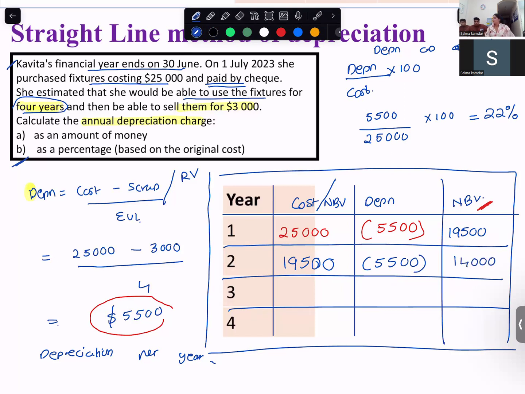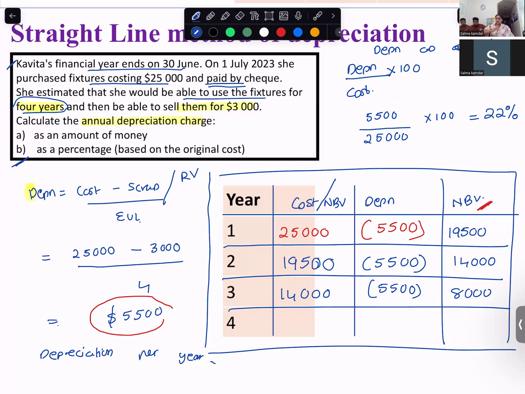Year 3, what is the value of my asset? 14,000. So I will bring 14,000 down. What is the depreciation of the asset? I will minus 5,500. What will become the net book value? 8,500. That means written down value minus depreciation again gives me the net book value.